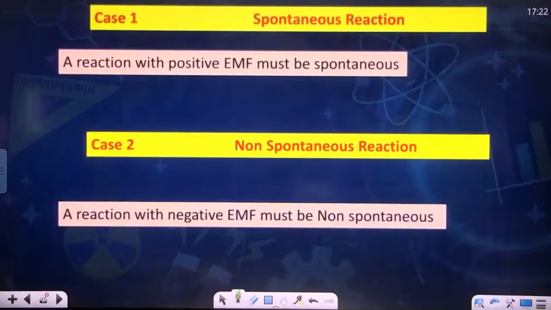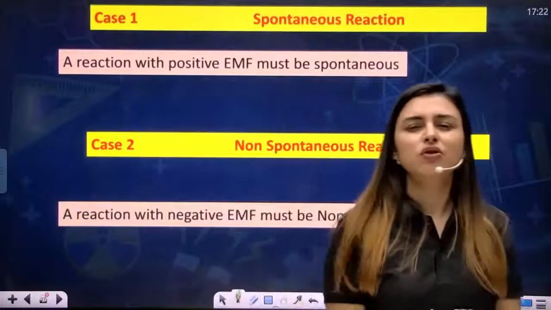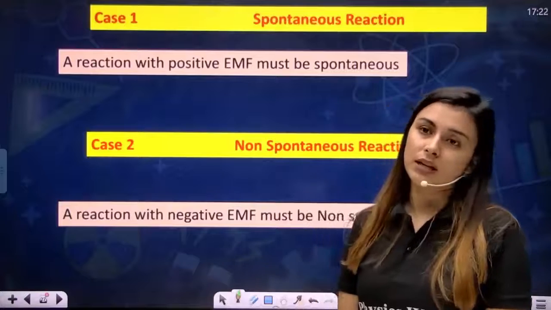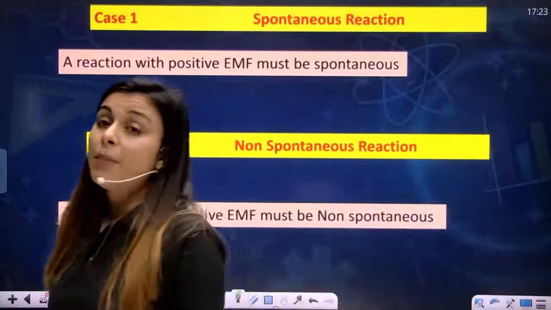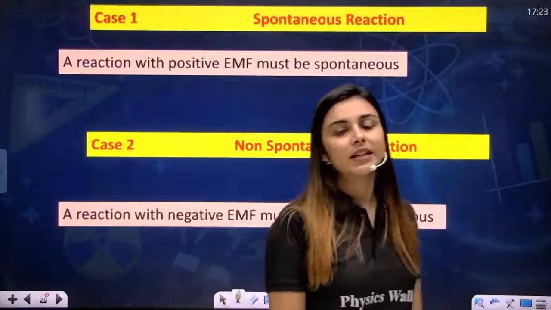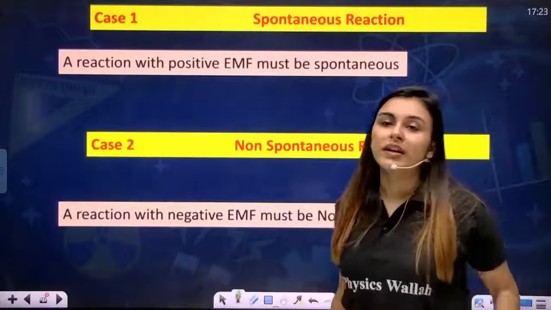Now, my dear students, here we have studied that whenever Gibbs free energy is negative, the reaction is spontaneous. If Gibbs free energy is positive, the reaction is non-spontaneous. But what if you're not given delta G and you are given the EMF of the cell and you have to find whether it is spontaneous or not? Then you have to calculate using this.